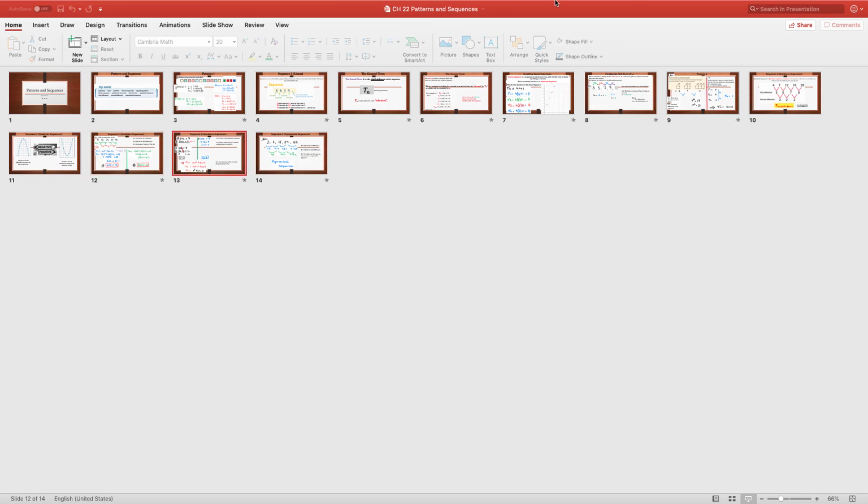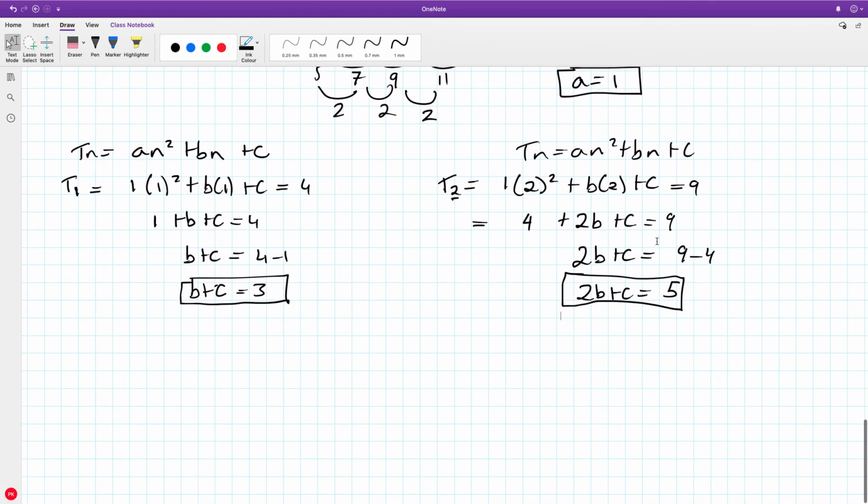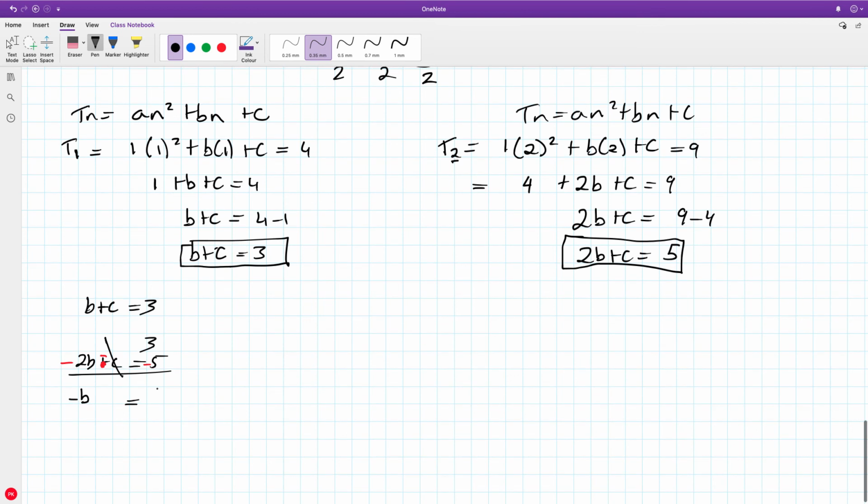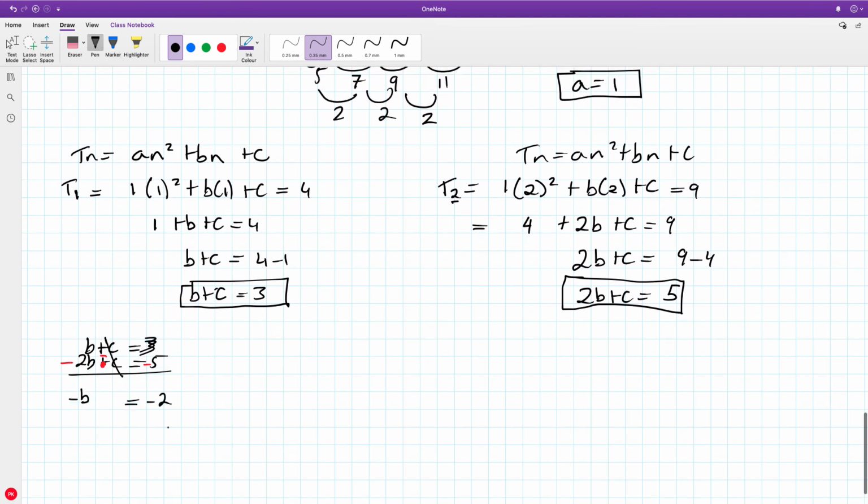Right, guys, let's have a little look at it. We were left at b plus c is equal to 3, and 2b plus c is equal to 5. So we're going to multiply our bottom line by minus 1, or just change the sign of our bottom line. Must change them all. They cancel. b minus 2b is minus b, is equal to 3 minus 5, which is minus 2.